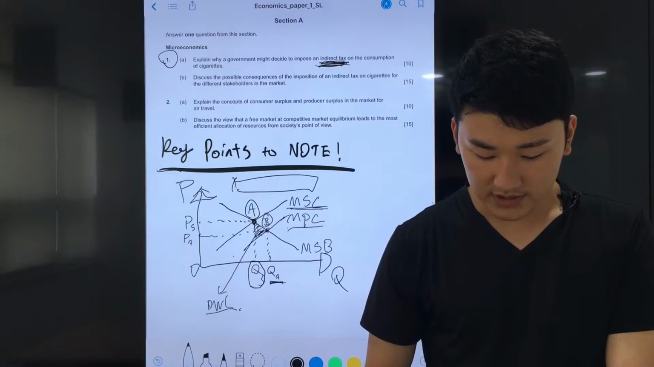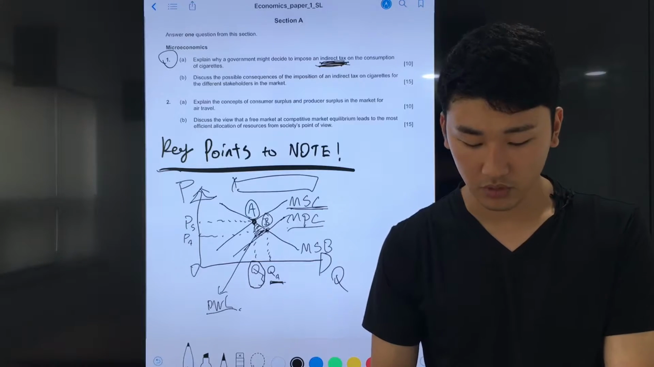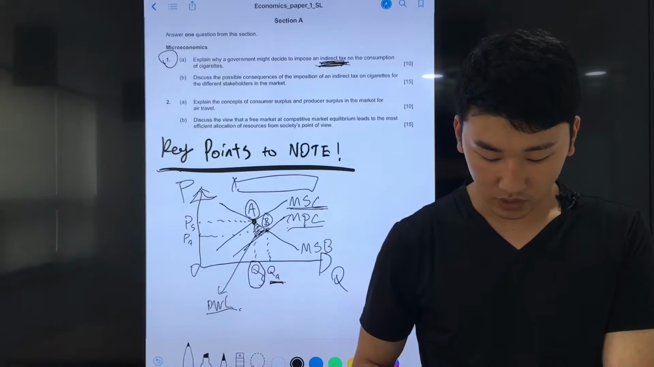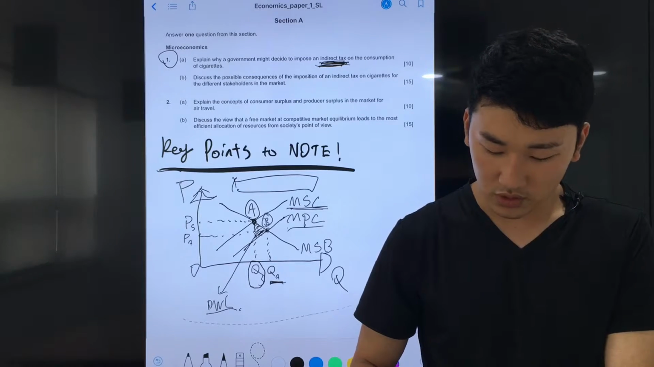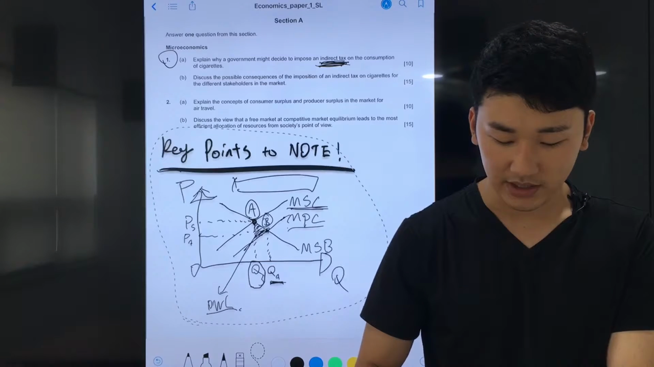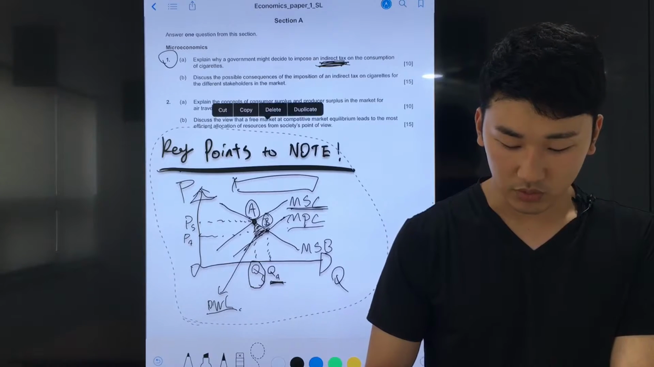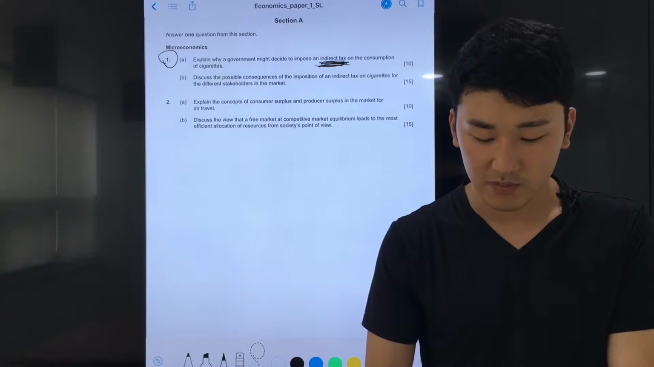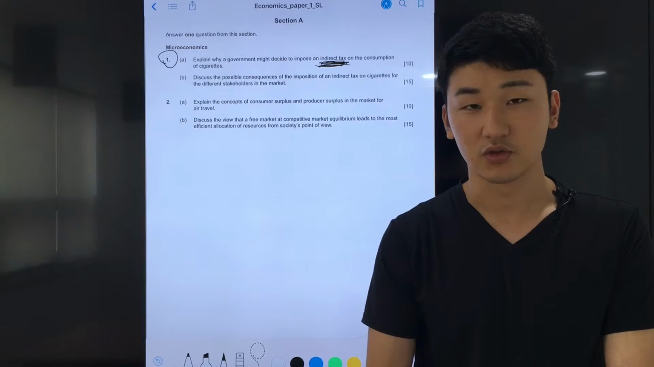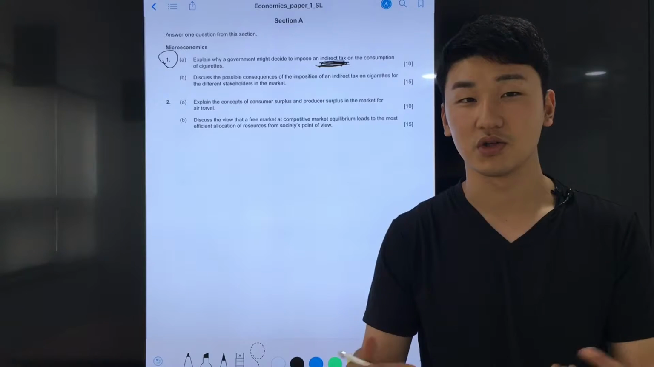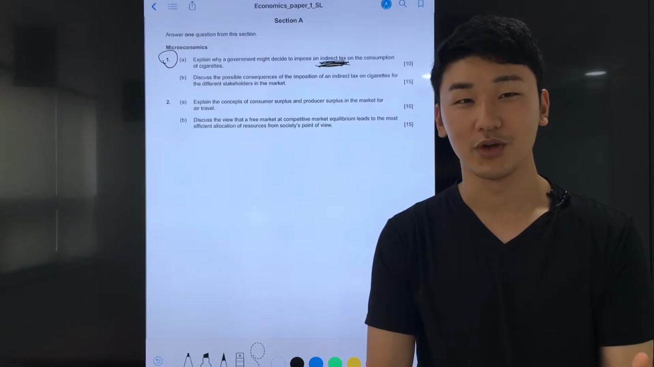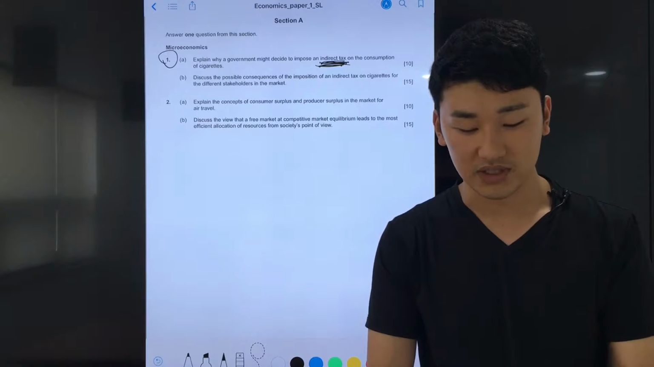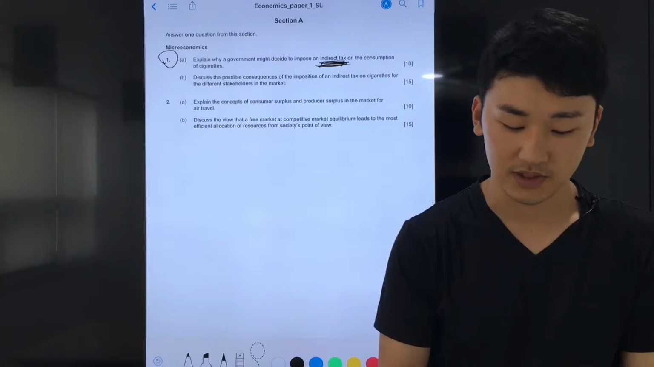And with this graph written down on your paper, you should be able to smoothly move on to the next part, which is evaluation, right? So all you have to do is explain what the appropriate action is, okay? So let's look back at the question again. It says, explain why a government might decide to impose an indirect tax. So you already drew a graph. The graph already shows what the problem is. All you have to do is take a step further and write down the reasons why a government may do so. So let's think about that.